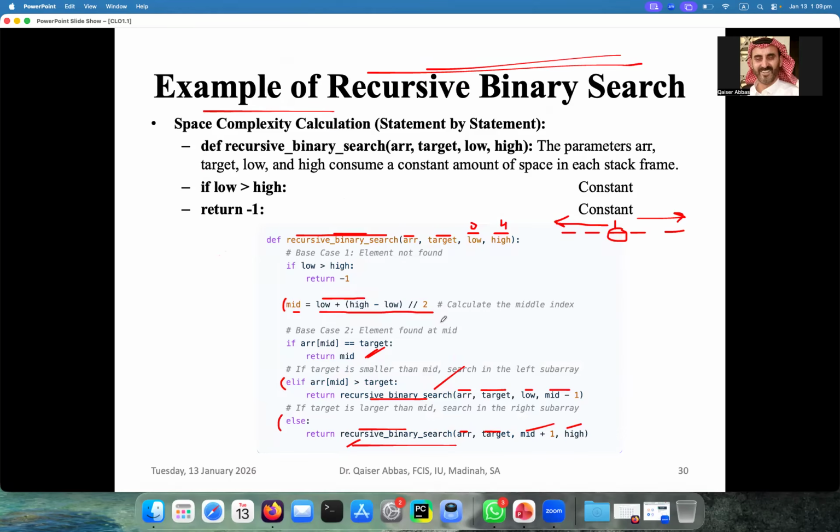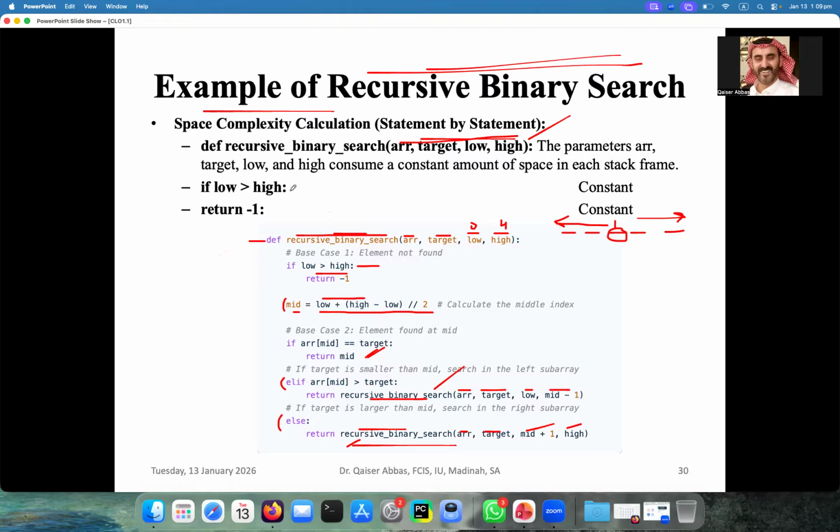Okay. Now, I am writing it here. So this statement is written here: definition recursive binary array target. These parameters will take a constant amount of time, order of 1. And this definition also will take order of 1. For the first call, it will take order of 1. When it finds recursion, then it will behave differently. Then this statement, low greater than high.